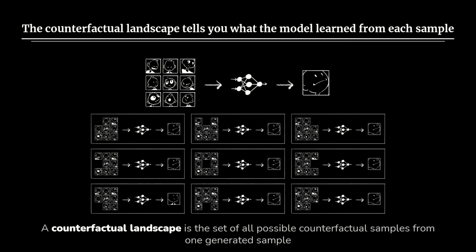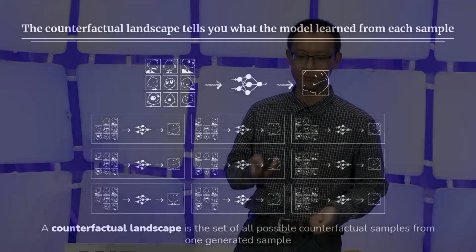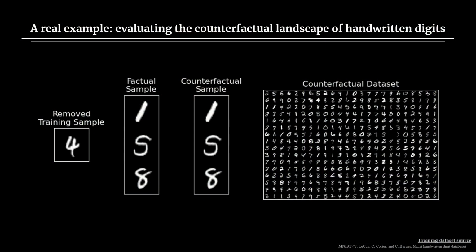Okay, so that's a cartoon. What does this look like in real life? What does this look like when you look at a real example? Well, here what we did was we trained a digit generator on about 400 different digits. And then we used that model to generate a couple of samples, which I show in the column labeled the factual samples. We then calculated the counterfactual samples, the entire counterfactual landscapes for each of these generated samples.